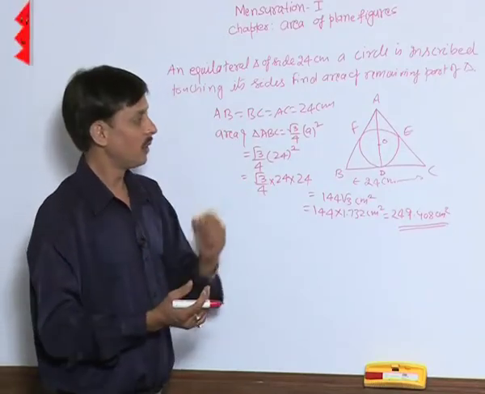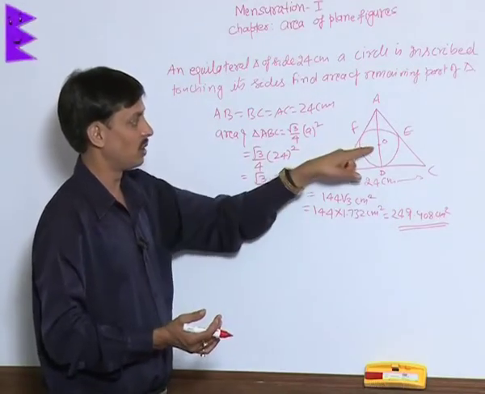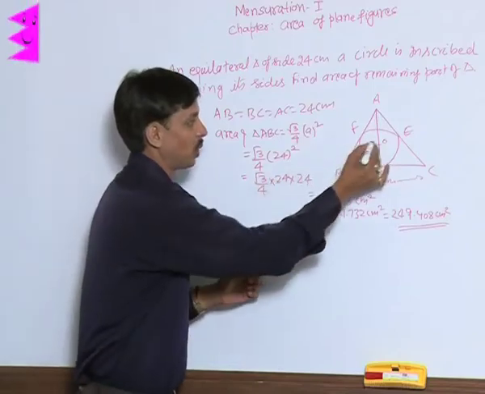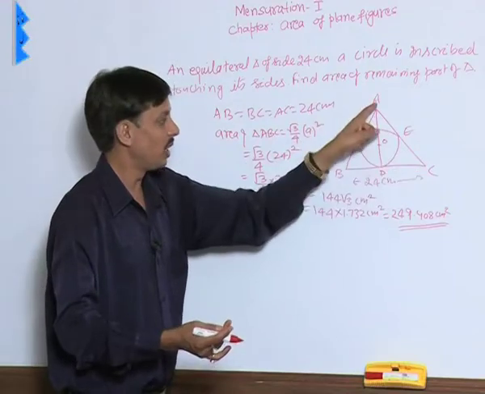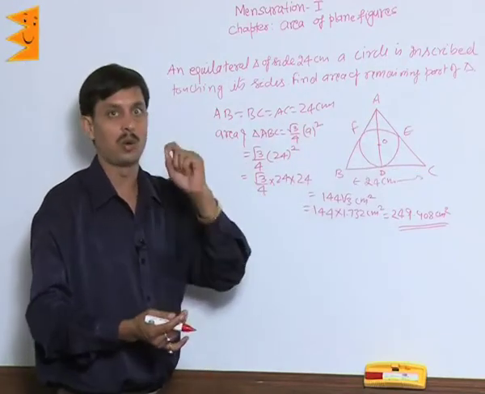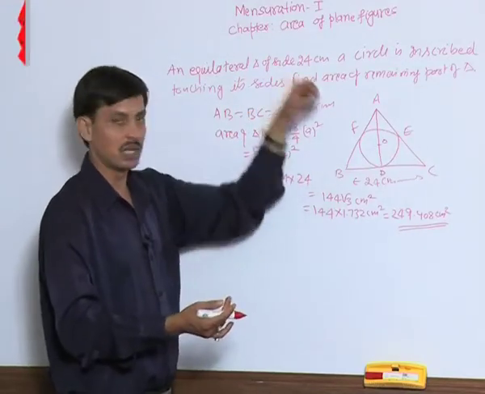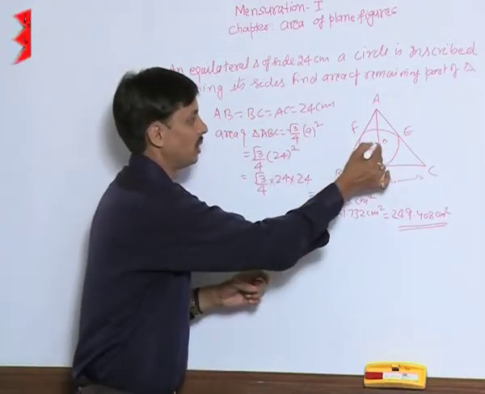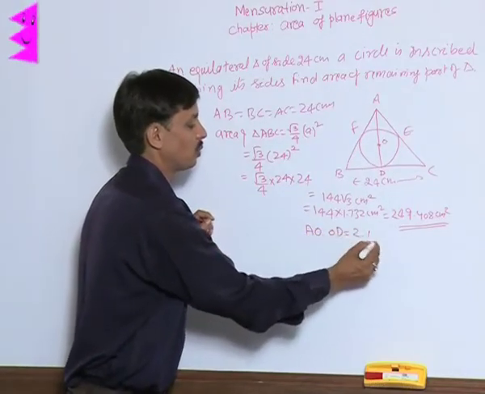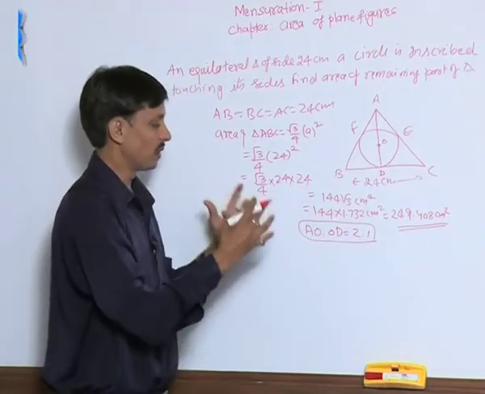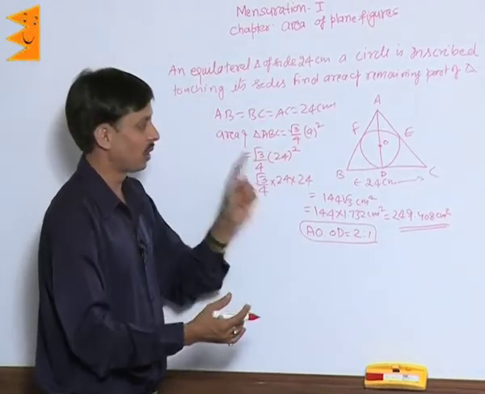As per property, O is the center, O is the incenter, O is the circumcenter, O is the centroid. And the centroid divides a median in the ratio 2:1. For triangle ABC, AD is the median, O is the centroid, the incenter, the circumcenter and the orthocenter, because the triangle is equilateral. So you can say AO is to OD is 2:1 as per the property of the centroid, the meeting point of all medians.